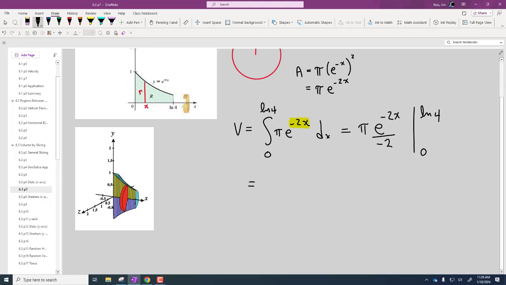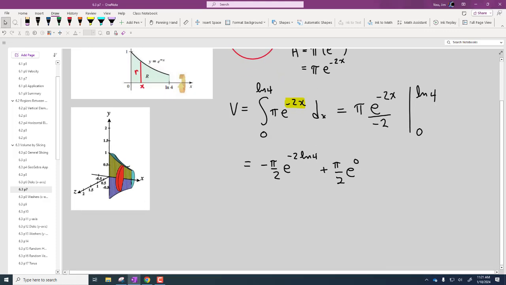Okay, so now we plug in. We have negative pi over 2, e raised to the, okay, that's going to be e to the negative 2 natural log of 4. And then we're going to subtract off that entire antiderivative, so that's minus a minus, so that's going to be plus pi over 2, e to the 0. E to the 0 will be 1.